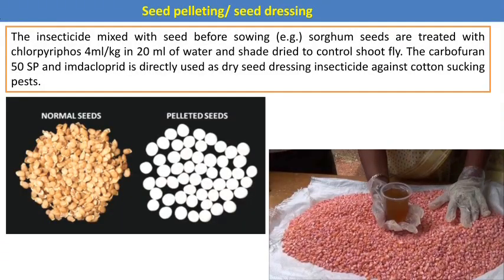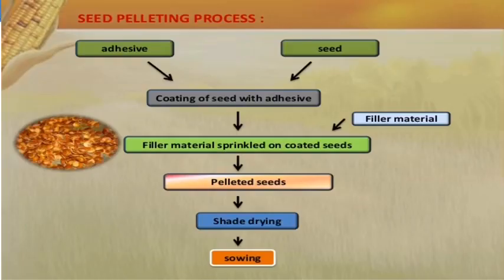Then the next one is seed pelleting or seed dressing. Here, the insecticides are mixed with the seed before sowing. In the case of sorghum, seeds are treated with chlorpyrifos at 4 ml per kg in 20 ml of water and shade dried to control shoot flies. Also, carbofuran and imidacloprid are directly used as seed dressing insecticides against the cotton sucking pest population. This is seed pelleting and seed dressing.